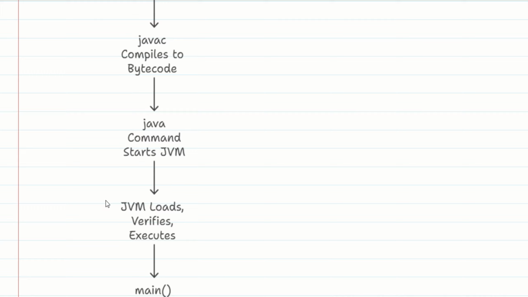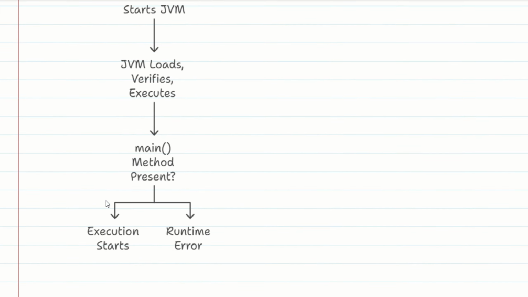Then the main method is required as an entry point. If it's missing, it will give a runtime error. Otherwise, execution will happen smoothly. So this is what happens in the background, and this is why we have a main method with the exact signature in Java.